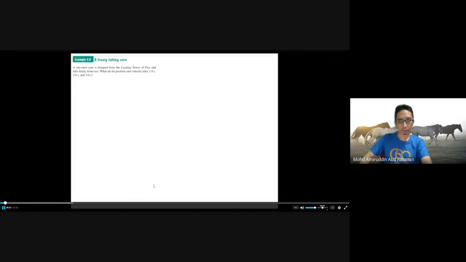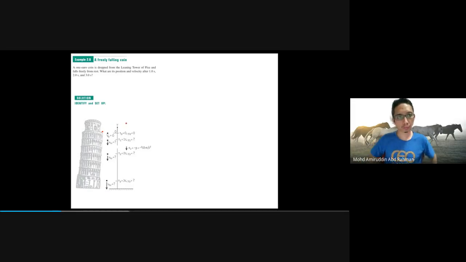Example 2.6, a coin is dropped from the leaning tower of Pisa and falls freely from rest. We'd like to calculate its position and velocity after 1, 2, and 3 seconds respectively. We'll begin with a diagram of the problem. So the coin is dropped from this level, and of course it falls down to ground level. The first thing we'll need to do is choose a coordinate system.